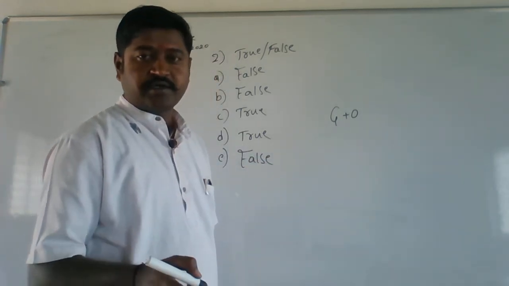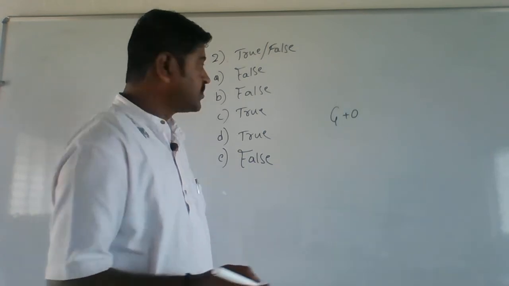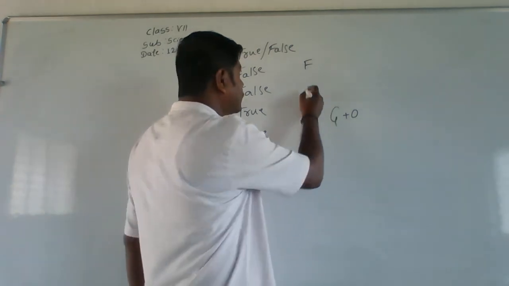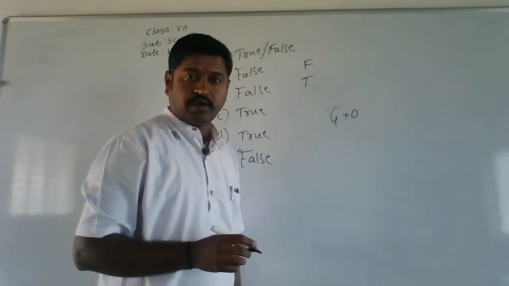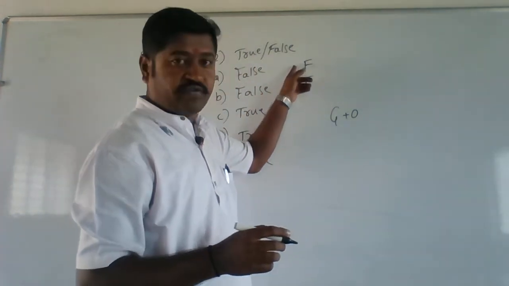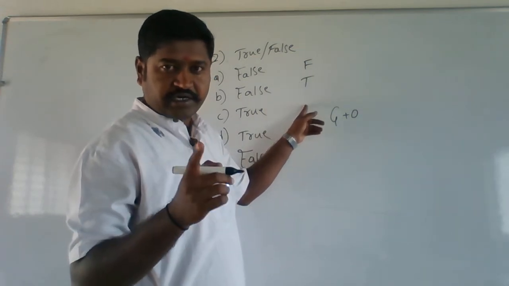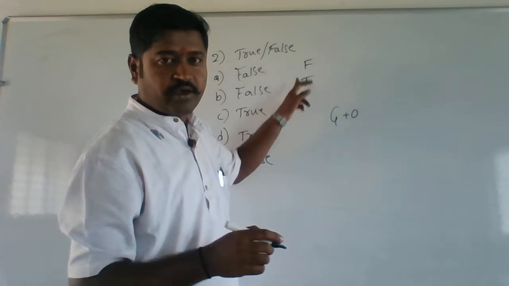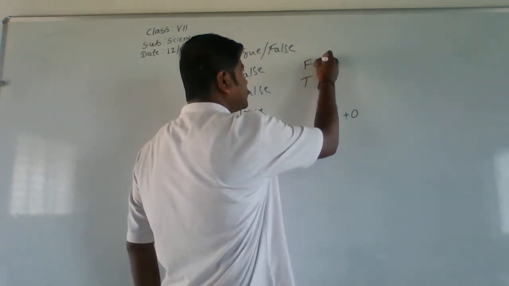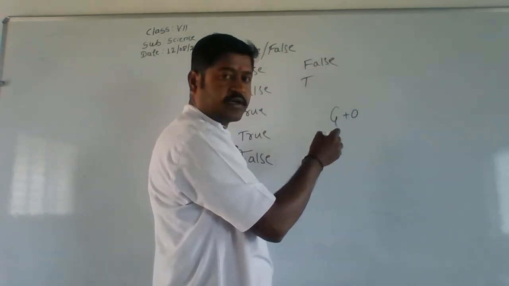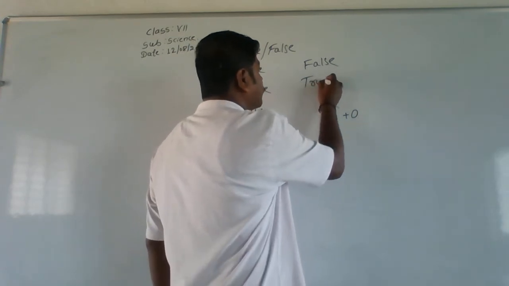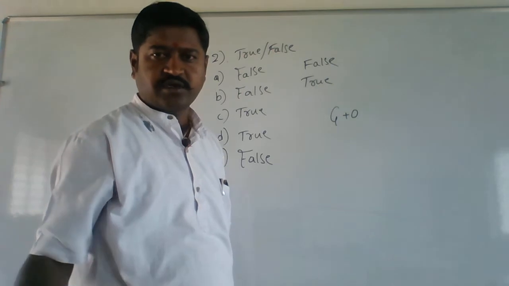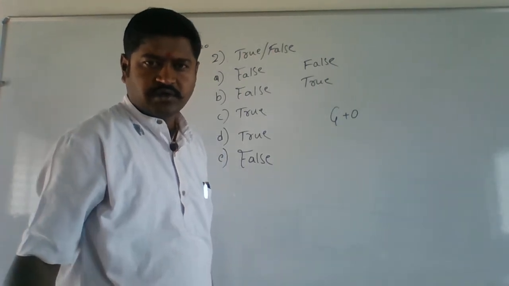So while writing in homework, never write F for false and T for true. If you write only T and F, then you have to write the entire exercise again. So instead of writing T and F, you have to write it completely. If it is false, write false completely. If it is true, write true completely, finished. Don't write F and T for this true or false.